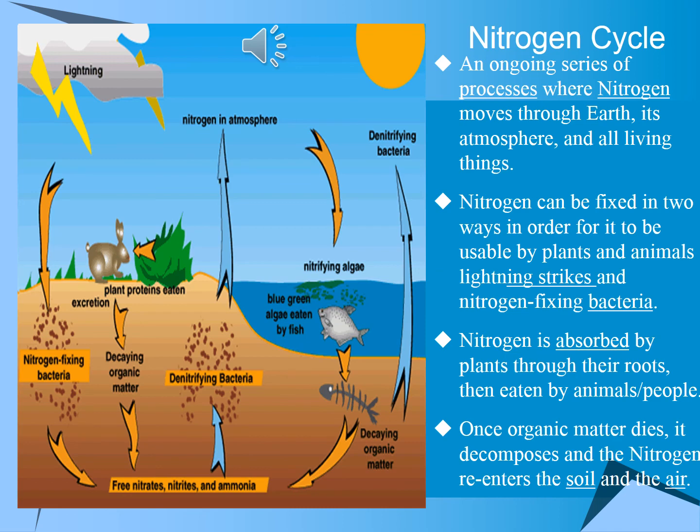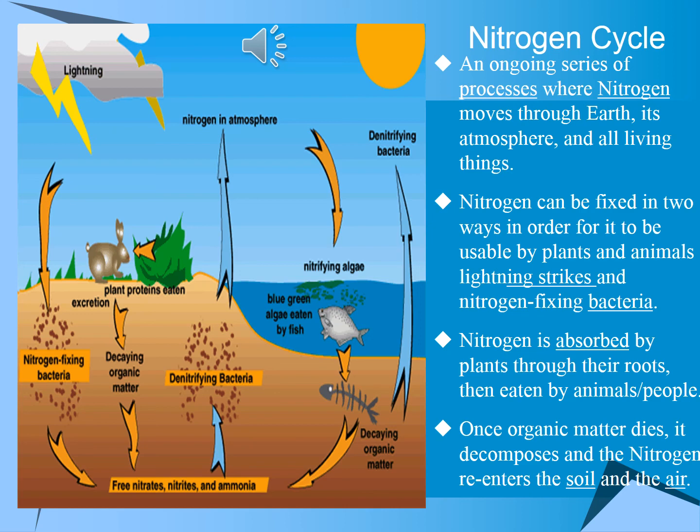Our last slide that we're going to talk about is the nitrogen cycle. The nitrogen cycle is an ongoing series of processes where nitrogen moves through the earth, its atmosphere, and all living things. Nitrogen can be fixed in two ways in order for it to be usable by plants and animals, because if it's not fixed, we can't use it.